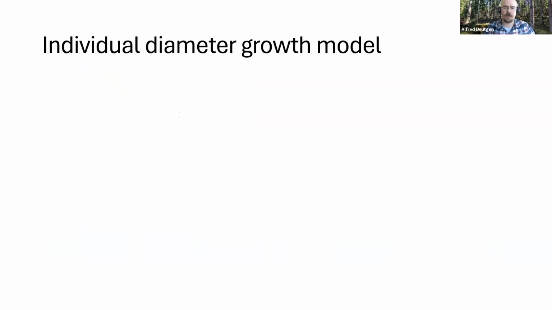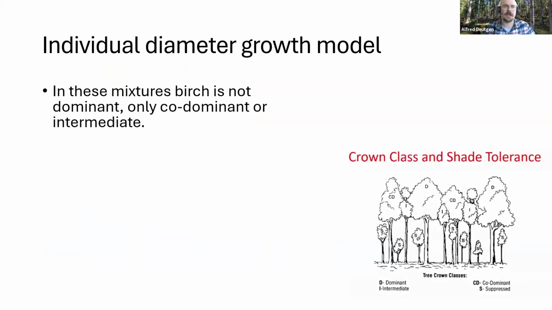And also the individual diameter growth model for both species. What we could see from this is that the birch in the mixture is not dominant at all. They are only co-dominant or intermediate. So only the spruce were actually the dominant trees after, or even before the revision 1, so after the first pre-commercial thinning.